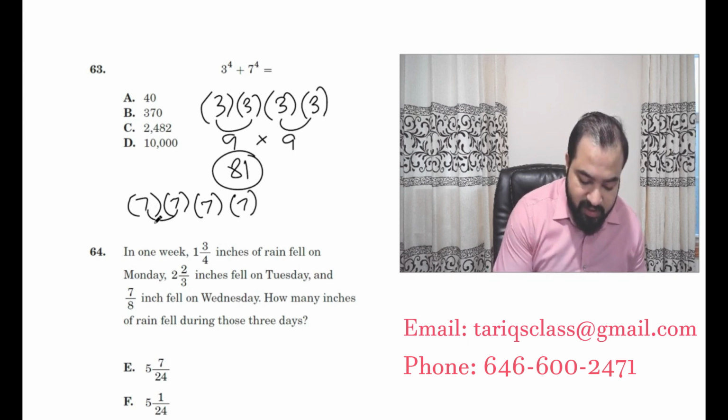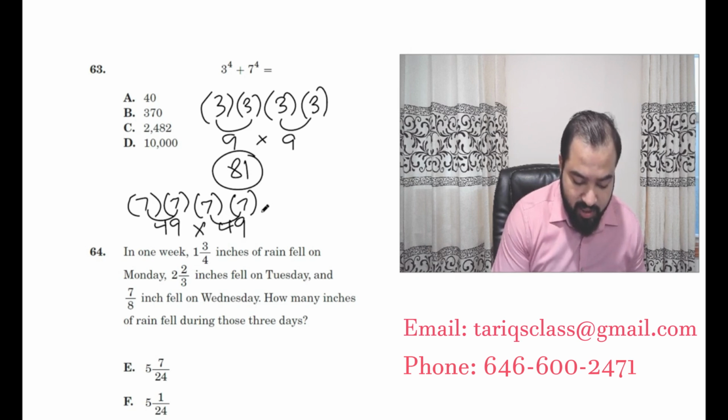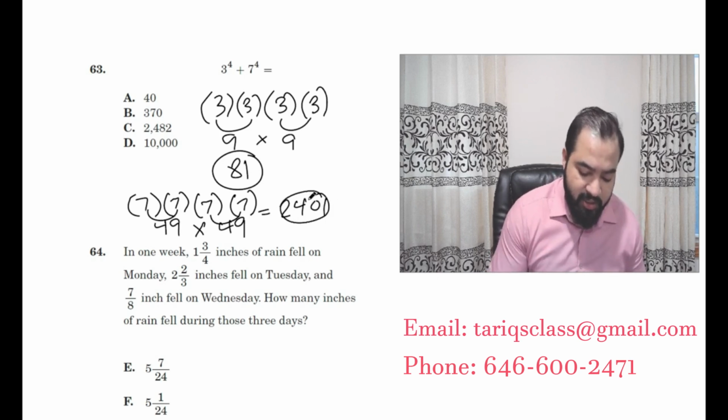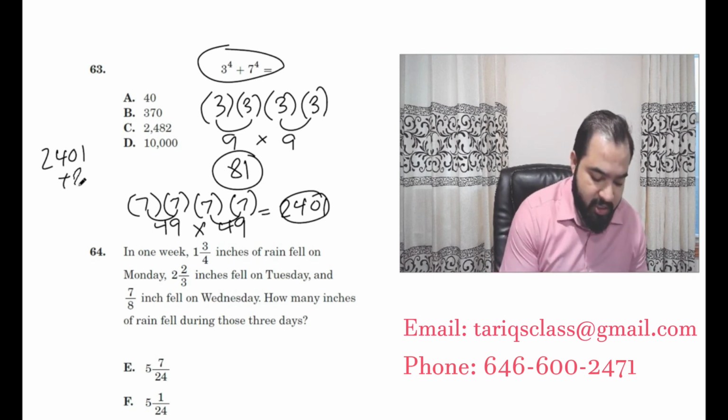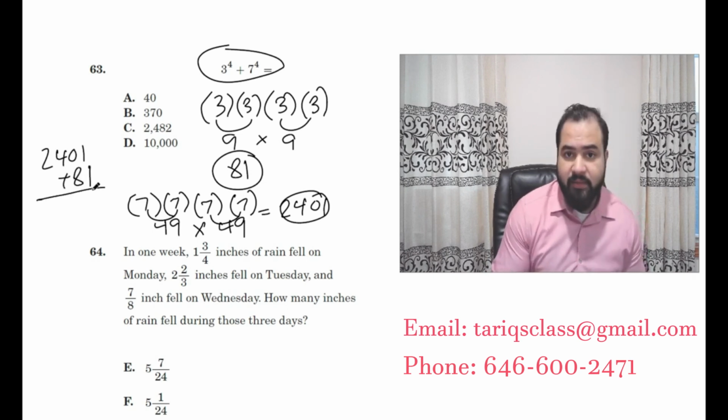So 7 times 7 is 49, and 7 times 7 here is 49. So 49 times 49 is 2,401. All right, now they said you add them. So 2,401 plus 81. What do you guys get?